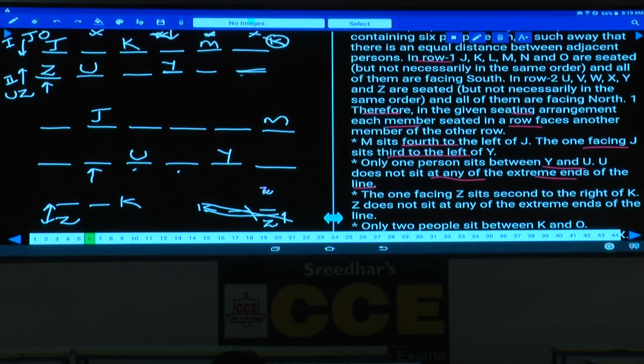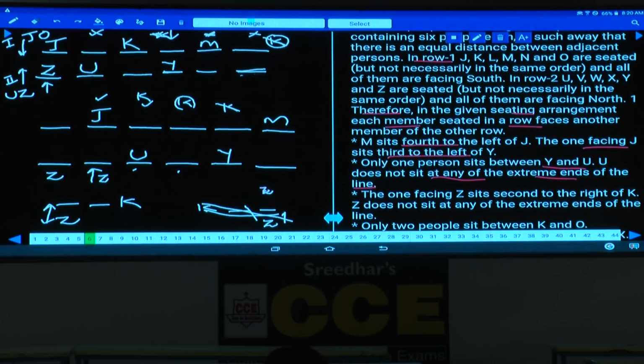Next, coming to this one, now tell me whether K can be at this place or not. If K is here, then the person who is second to the right of K, that means this person must face Z, which is not possible because U is already at this place. Hence, K cannot be here. Then tell me whether K can be here or not. Yes, if K is here, then the person who sits second to the right of K is J. Now this J is facing Z, that is possible. Hence one possibility. And if K is here, then Z can be here. And so how many possibilities are there here? There are two possibilities, isn't it?